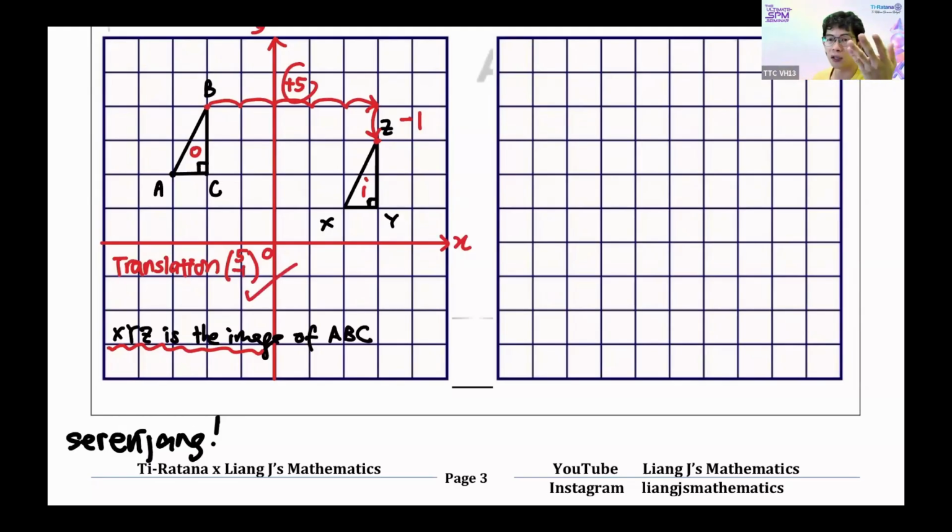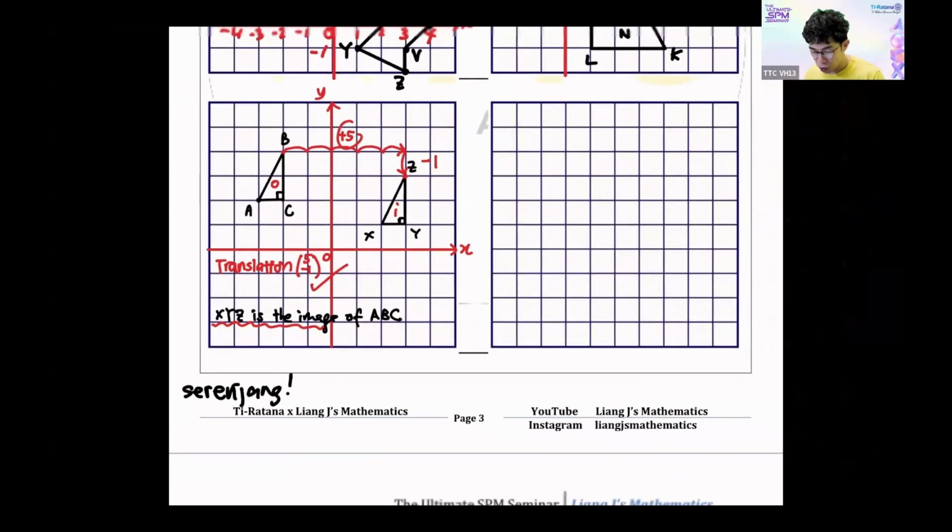But I already said this one, they won't ask, this one is too easy already. They will ask you reflection, which is your pantulan, rotation, which is your putaran, or maybe they will ask you enlargement, your pembesaran. But normally, pembesaran 100% will be there because it's Form 5. So 100% they will put something new for you. So pembesaran, most of the time will be there. Okay? So that will be the translation version.